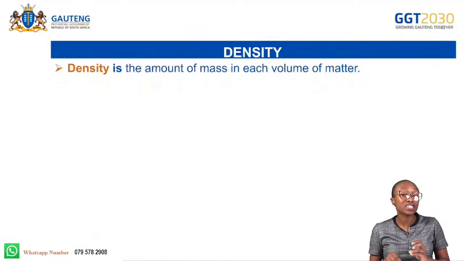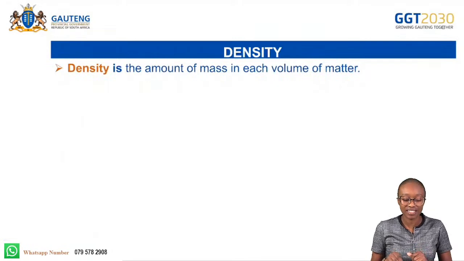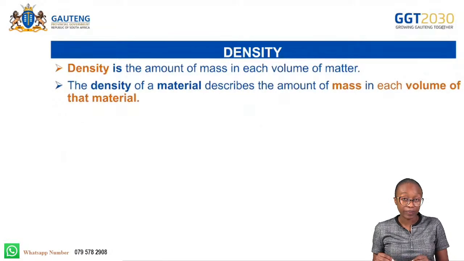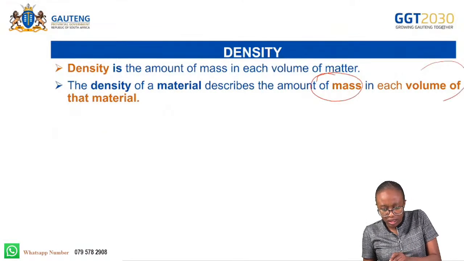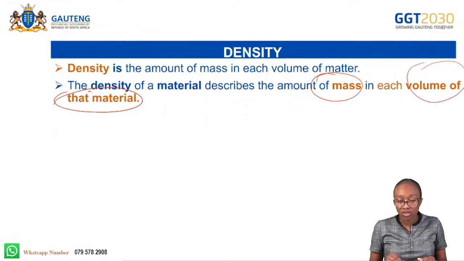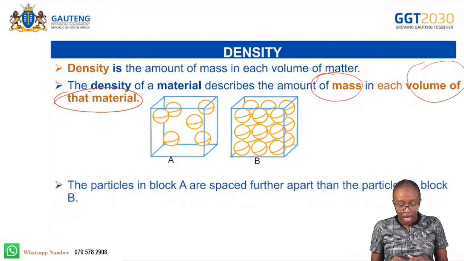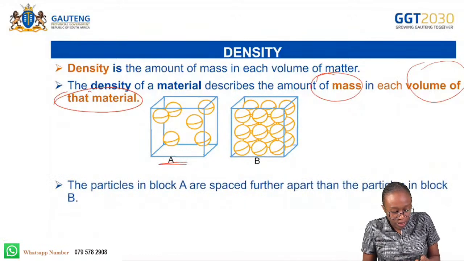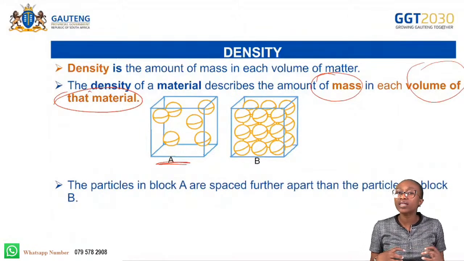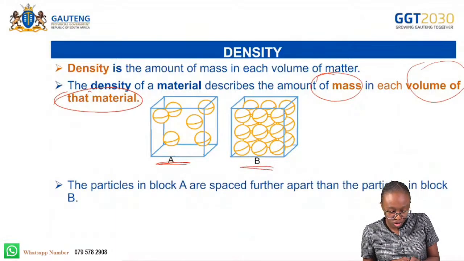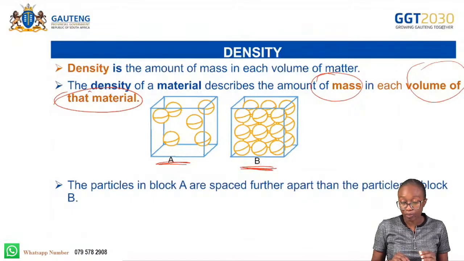From the terminology, we defined density as the amount of mass in each volume of matter. The density of a material describes the amount of mass in each volume of matter. So I've got two cubes here, cube A and cube B. The particles in A, as you can see, have large spaces between them, so they are spaced further apart in comparison to the particles inside block B.